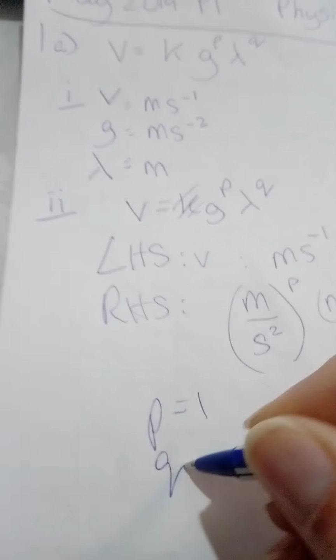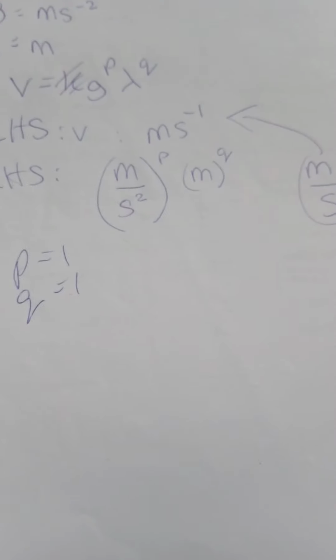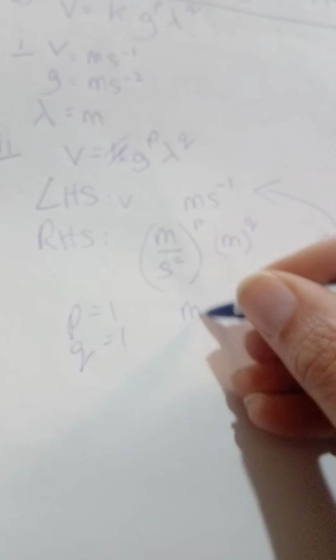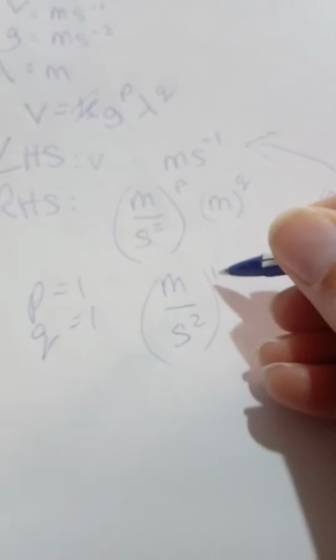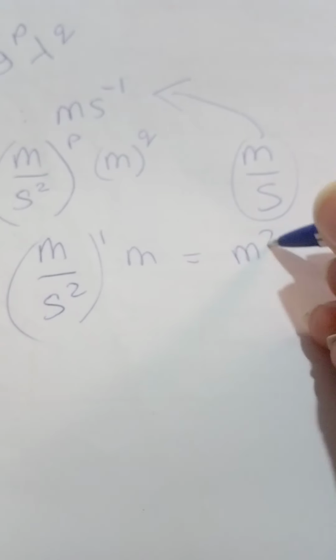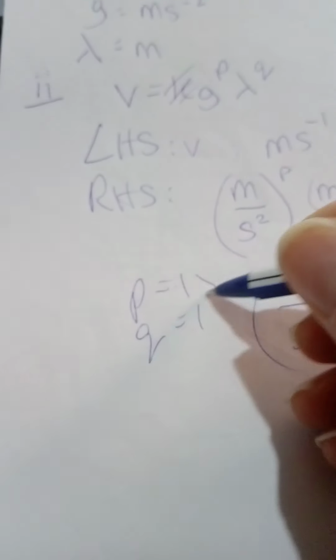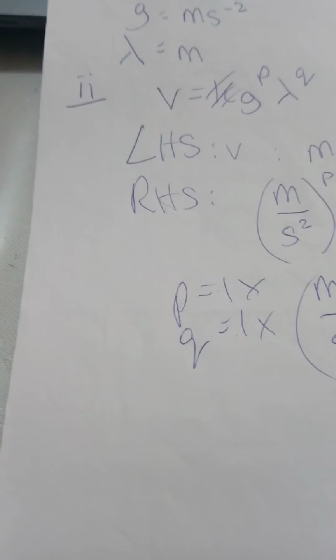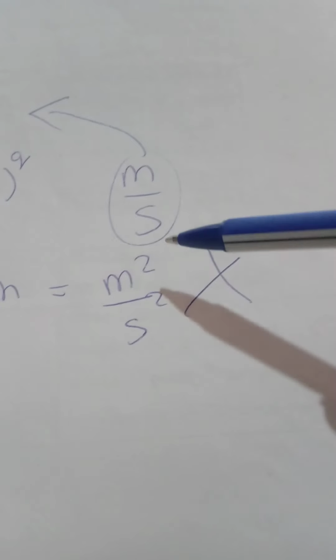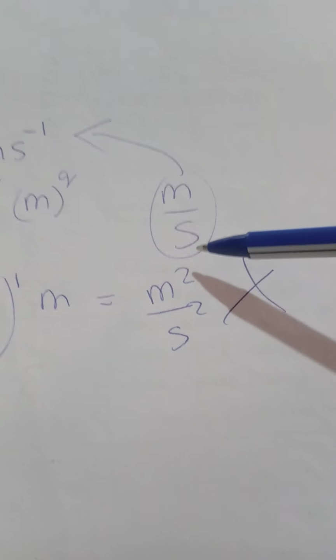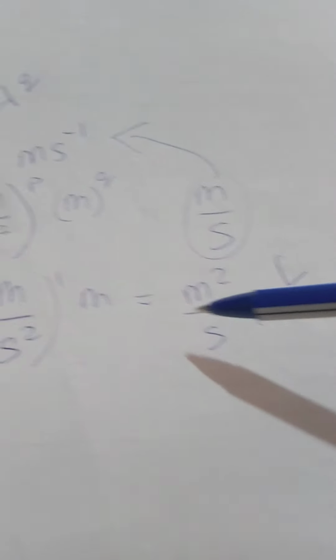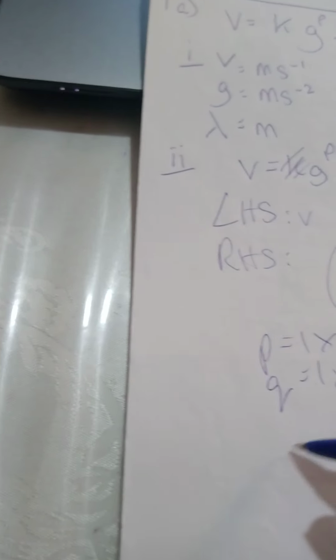If I put P equals 1, Q equals 1, we won't have much luck because we will have m on s squared to the power of 1, m to the power of 1, which is meter squared on second squared. That is wrong, so I can't take P to be 1 and Q equals 1. I see that meters per second squared is the same as meters per second, but you have to square root it. So we'll take square root of 1 in both cases.